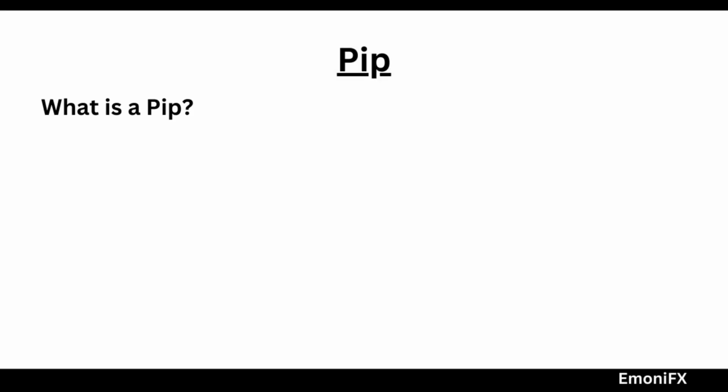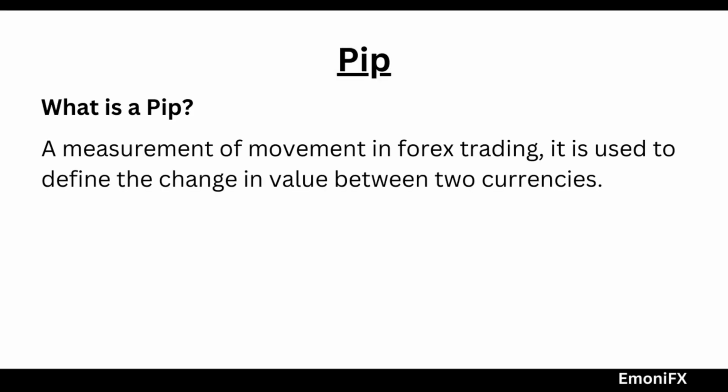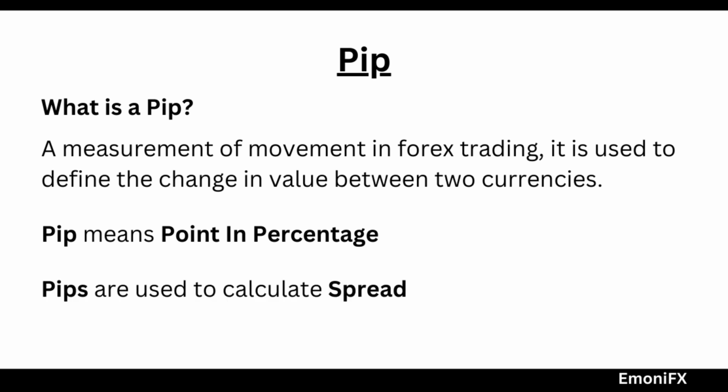Now, what is a pip? A pip is a measurement of movement in forex trading. It is used to define the change in value between two currencies. Pip is actually a short term for point in percentage, and it is the smallest standardized move that a currency pair can change by. The reason pips are important is because pips are used by traders to calculate the spread between the bid and ask prices of the currency pair and express the profit or loss that a position has made.